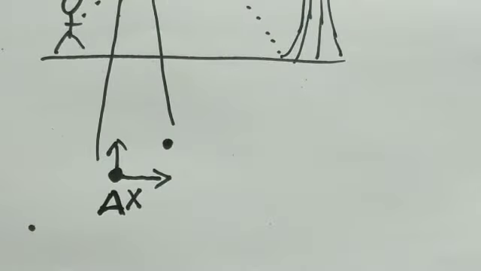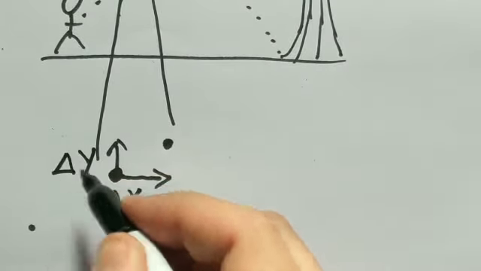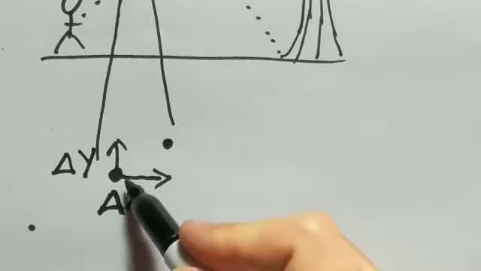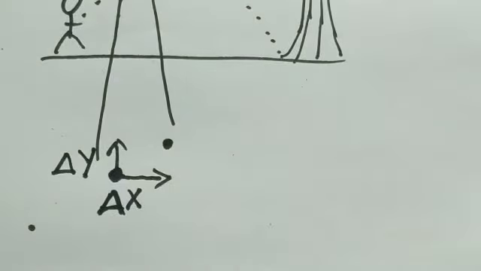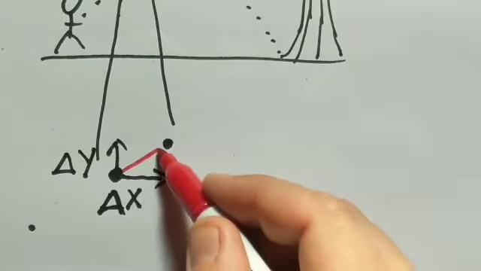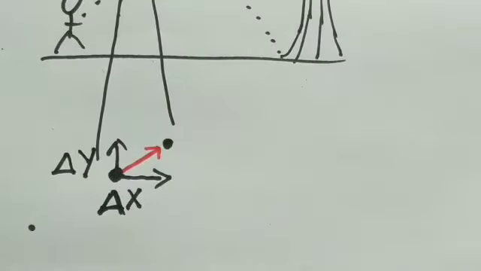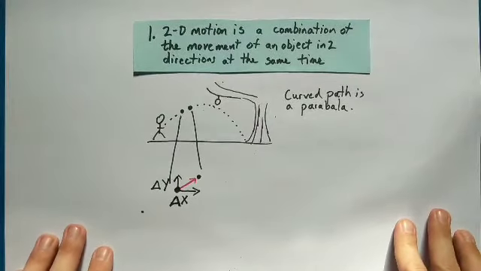It also was going up. So that is some change in position y. And that is our delta y. So as it was moving, it went a little bit to the right and a little bit up. So it had some change in position x and some change in position y. And that gives us a result of a change in position at some angle to the up and right. So that is our first thing that we need to look at, is that there's a movement in two directions at the same time.